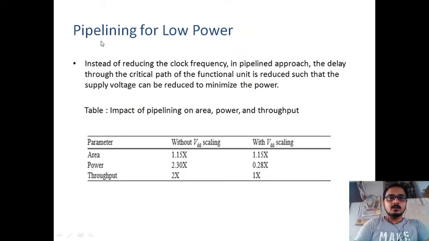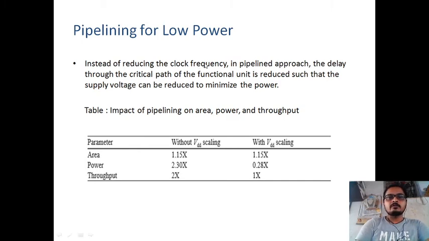See here, another concept is pipelining for low power. We saw the parallel architecture and then the multi-core architecture to increase the throughput. Now we will see pipelining for low power. Here there is one major difference between pipelining and parallelism. In pipelining, we don't reduce the clock frequency. In parallelism, when you scale the supply voltage, the clock frequency is also scaled down by a similar factor. Here there is no reduction of clock frequency.